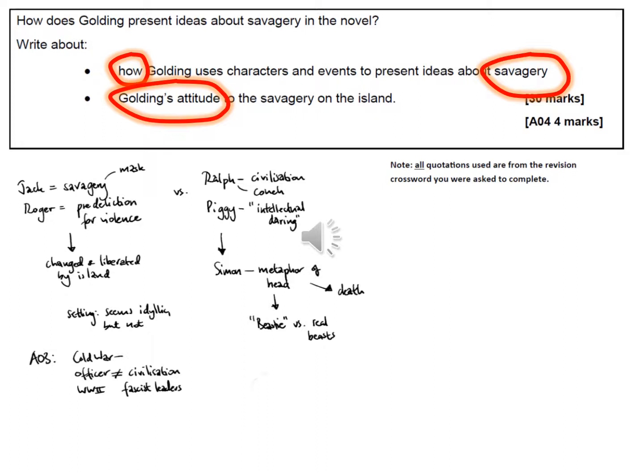Maybe talk about Simon, the whole head on the post, the pig's head, the Lord of the Flies, how that represents beasties, and that the beastie we find out is actually them. Simon finds out that the beast is inside them. Maybe Simon's death might be a sort of climax in terms of savagery as well. So I'll be jotting down very briefly my ideas.